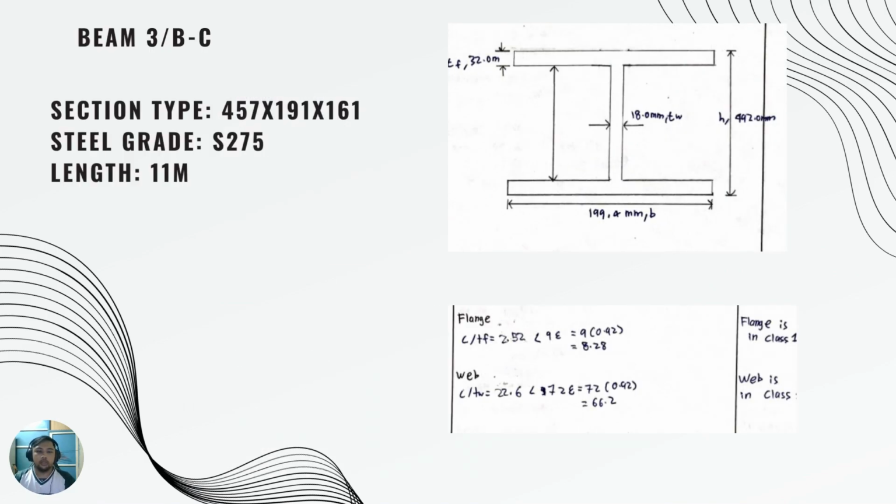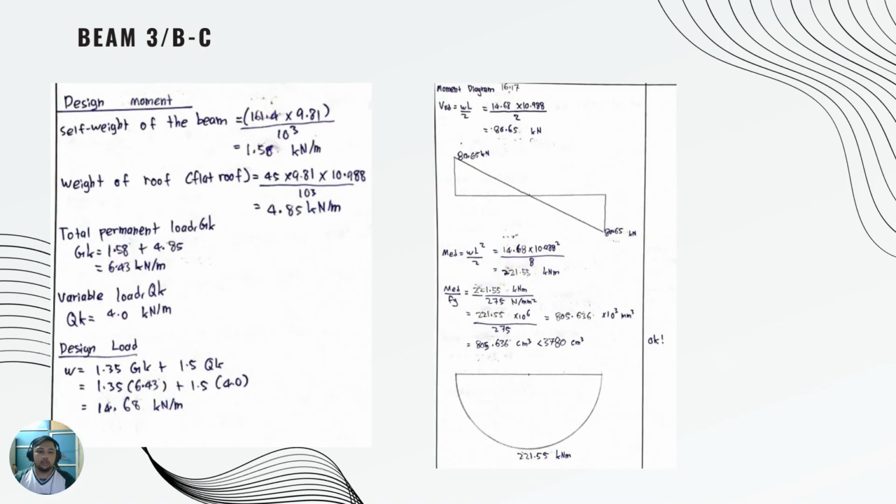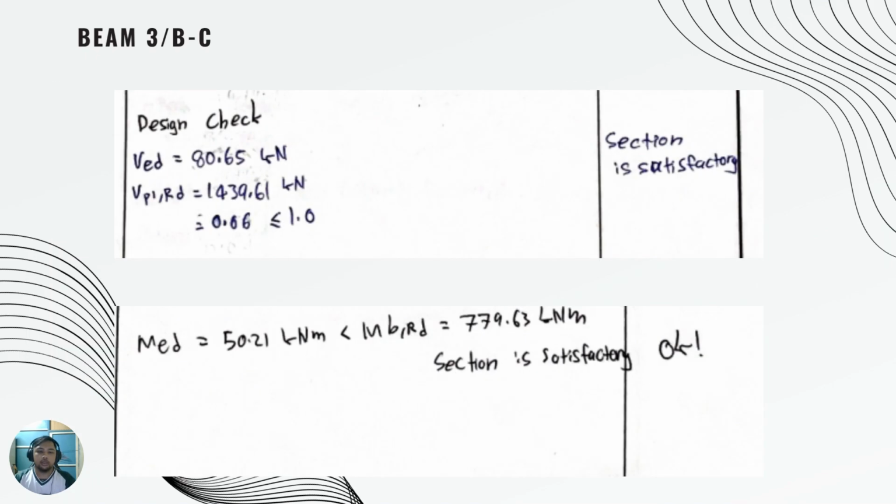For beam 3BC, the section and steel grade are the same as before, but the length is 11 meters. The flange and web are both class 1. The design load for this beam is 14.68 kN per meter, VED 89.65 kN, and MED is 221.55 kN meter. The design check for VED and MED for this beam also came out as satisfactory.